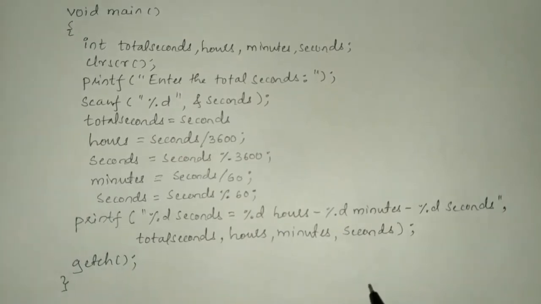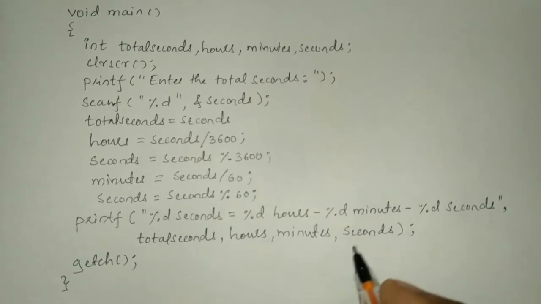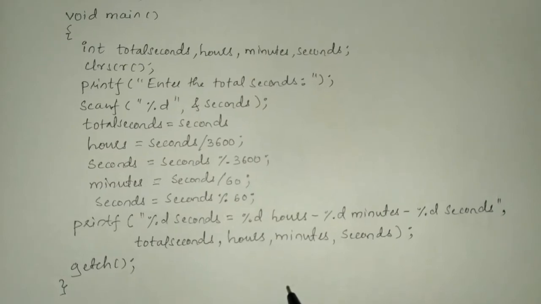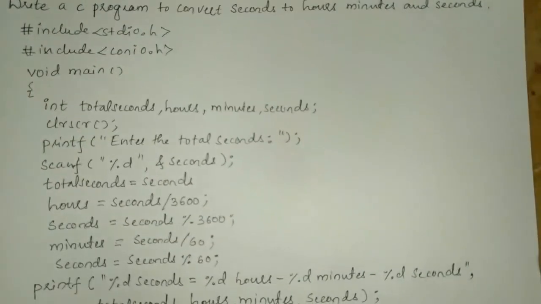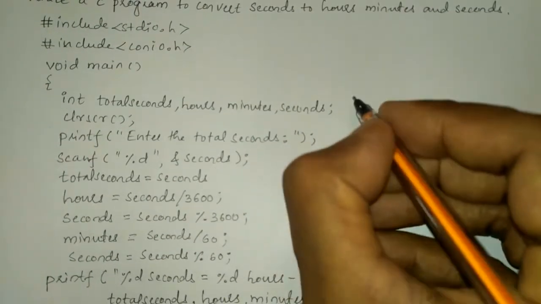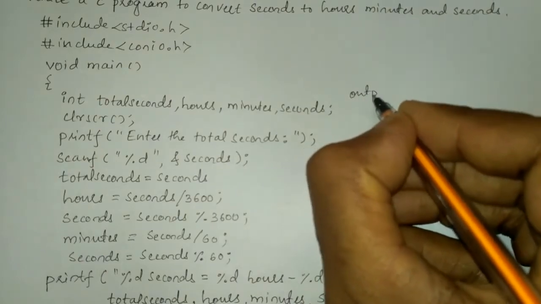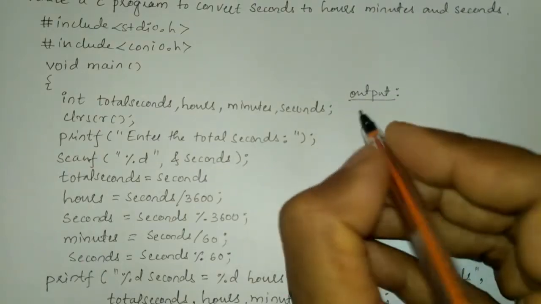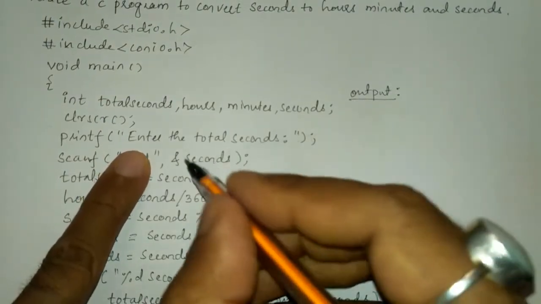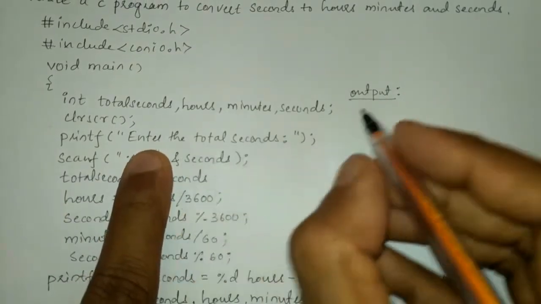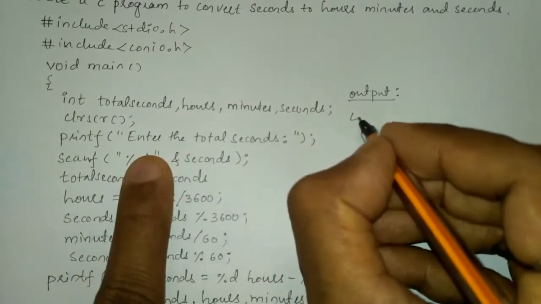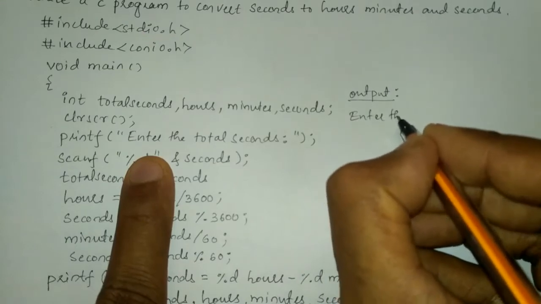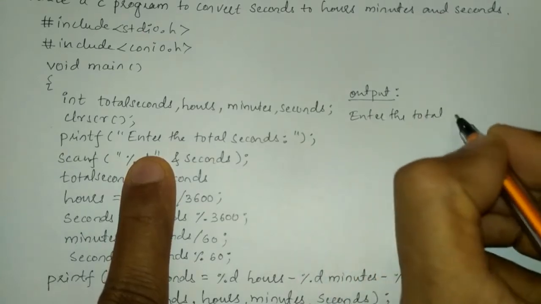Now let us take an example to study how exactly it works. For that, let us write the output. When we compile and run this program, it will ask the user to enter the total seconds.